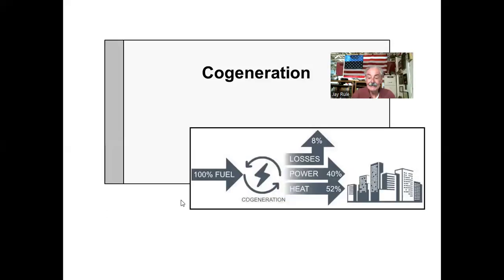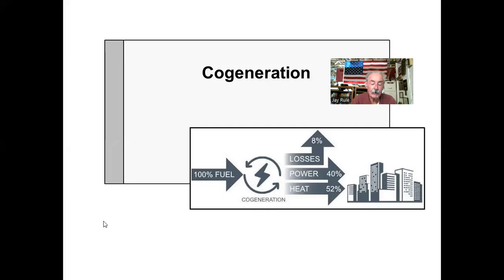A really neat thing about the Virginia Tech power plant and the Virginia Tech community is the way the power plant utilizes its fuel source. Nowadays, the fuel source for the Virginia Tech power plant is mostly natural gas. And we call this cogeneration.